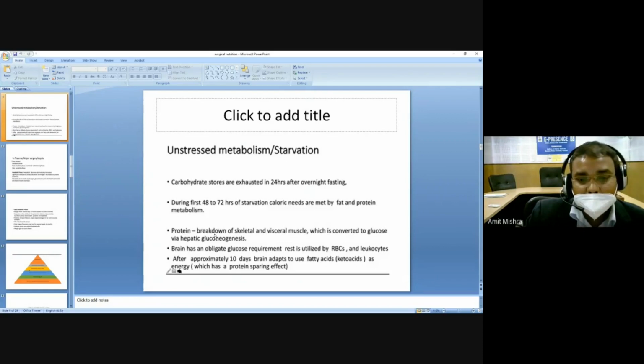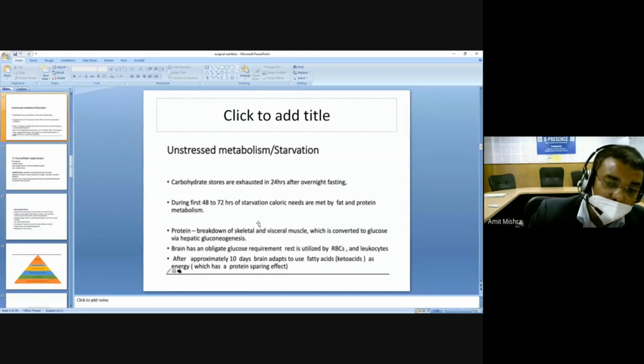And the protein breakdown of skeletal and visceral muscle is converted to glucose via hepatic gluconeogenesis. So protein metabolism occurs. The brain has an obligate glucose requirement, and the rest is utilized by the RBCs and leukocytes.